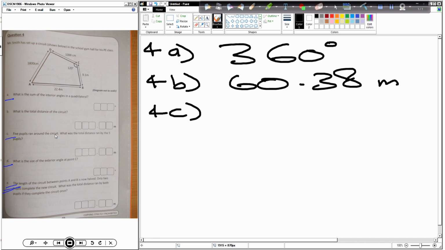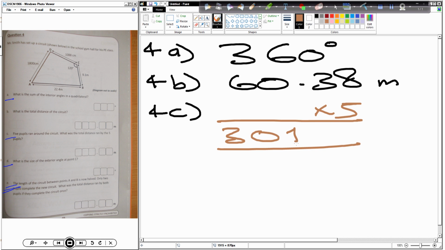Okay, question 4C now. 5 pupils ran around the circle. What is the total distance run by the 5 pupils? So you get 60.38 and then times it by 5. Let's do that. So 4C will give us an answer of 301.90. Okay, that should be a 1, folks, it's not an 8. Okay, lovely. Right, next question.